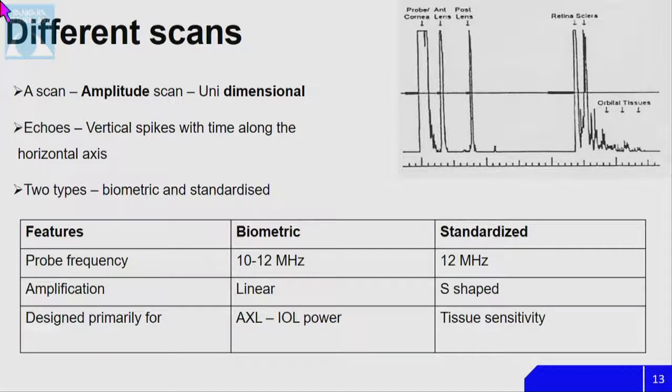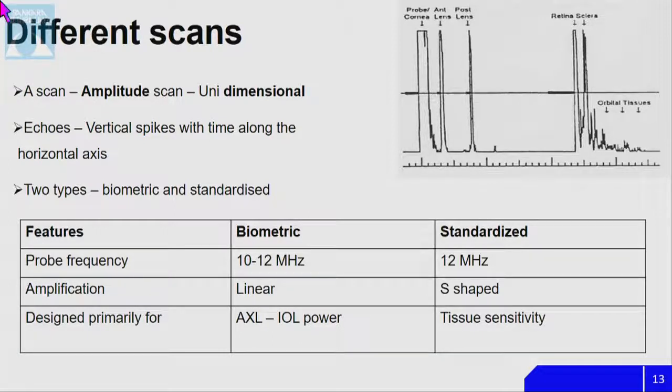Here the echoes are expressed along the long axis with time along the horizontal. So there are two types, biometric and standardized. Biometric is the one which has a linear amplification. The frequency employed is 10 to 12. It is very sensitive, but doesn't have a wide spectrum. It is used mainly for axial length calculation, which is used for IOL power calculation.